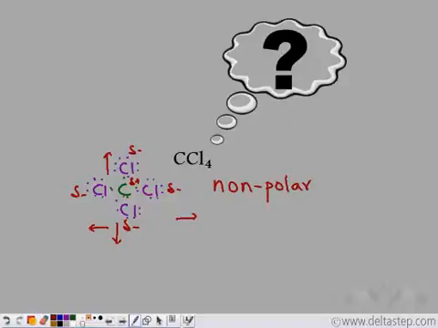This is a covalent compound. If we take any two atoms, if we take one carbon and one chlorine, there is charge separation. So this is a polar covalent bond. But when we talk of the entire CCl4 compound, since the effect of the electronegativities is nullified, overall CCl4 is a non-polar covalent compound.